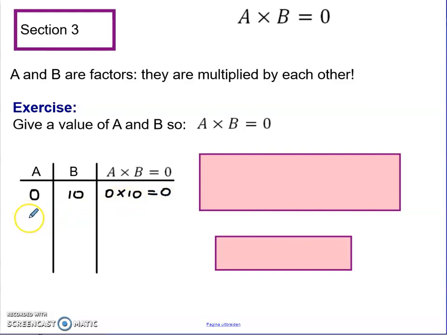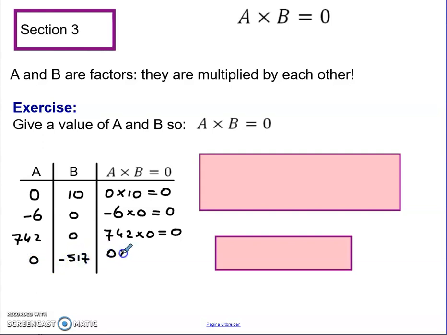Or a different example, minus 6 times 0. Well, that's also 0. Or maybe 742 times 0, that's also 0. Or 0 times minus 517, that's also 0.